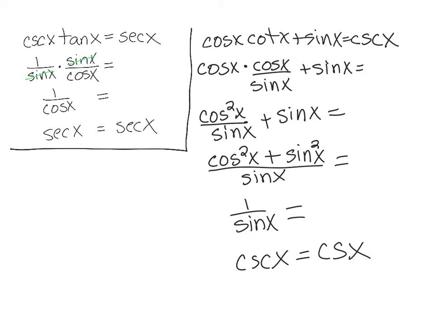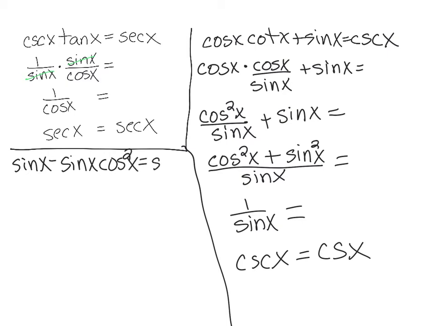Okay, let's try another. Sine minus sine times cosine squared equals sine cubed. All right, everything is already in terms of sines and cosines. I don't have any fractions. I don't see any identities right in my face. I don't want to do this side because it's pretty simple. I want to do this side.